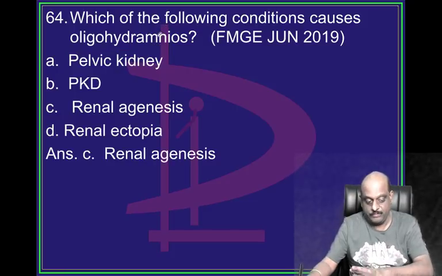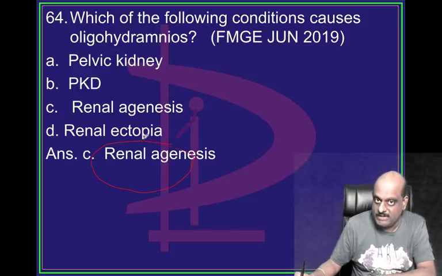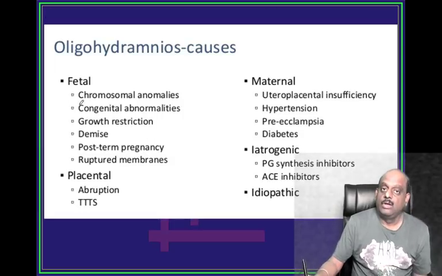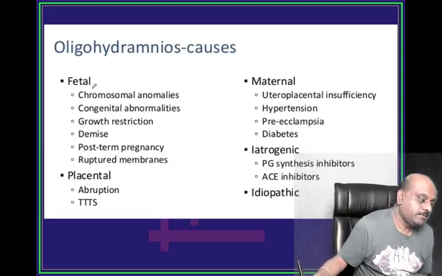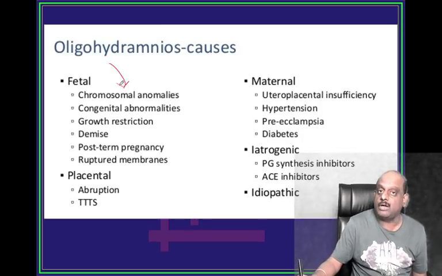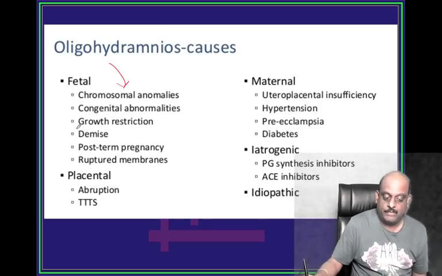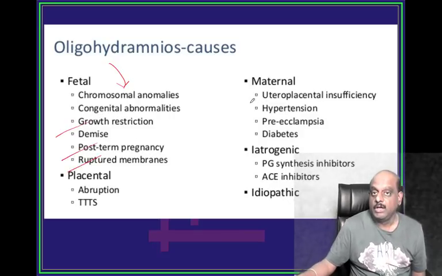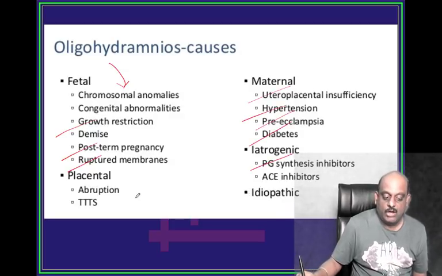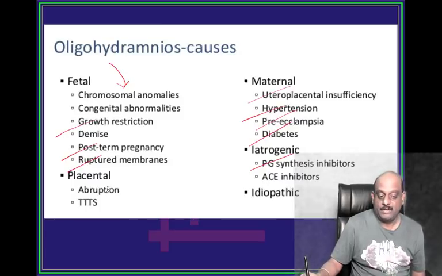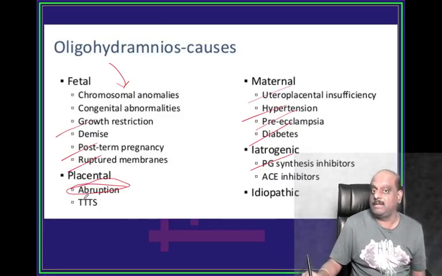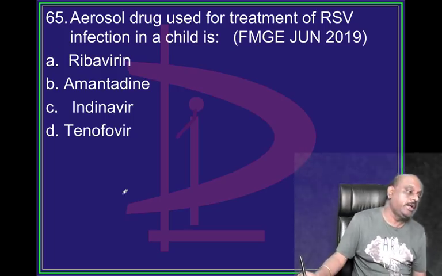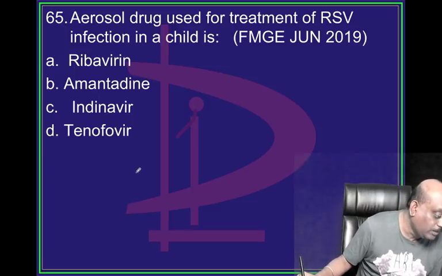Now, doctor, oligohydramnios. It is renal agenesis. So, what are the causes of oligohydramnios? Mainly, the fluid is contributed by whom, doctor? Fetal urine. So, any fetal growth restriction, postterm pregnancy, ruptured membranes, uteroplacental insufficiency, hypertension, preeclampsia, diabetes, or if there is any renal agenesis, placental abruption, twin-twin transfusion syndrome, in all these scenarios you get oligohydramnios, is what you need to remember.